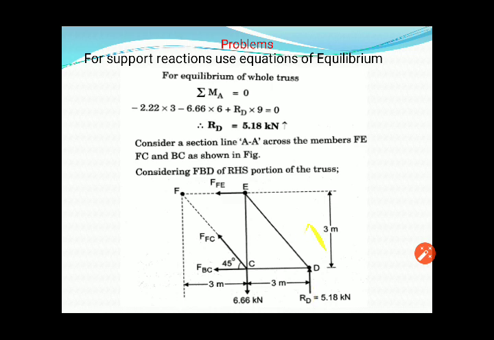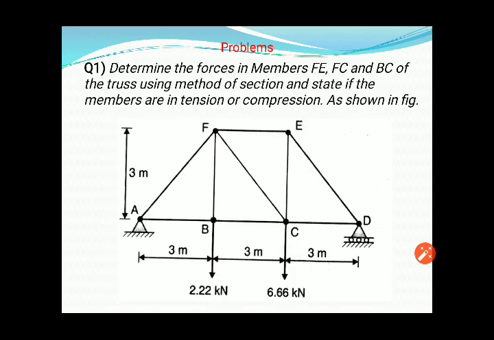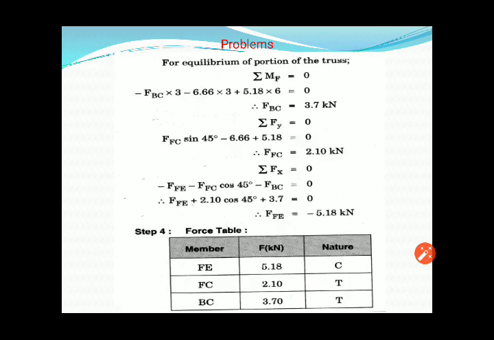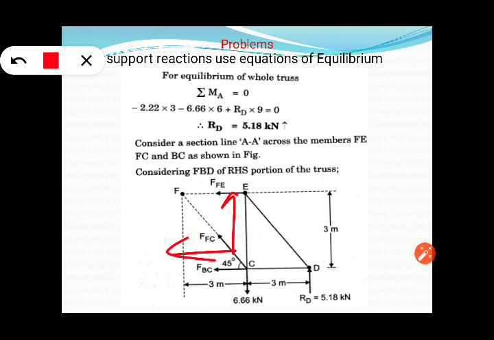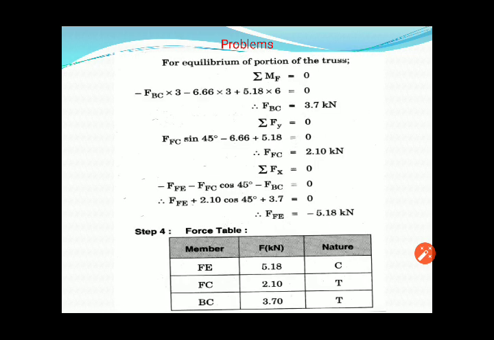So which are the vertical forces? See, 6.67 vertically downward, 5.18 vertically upward. If you resolve this force into components, one is like this and one is like this. So the vertical force is FC sin 45 minus 6.66 plus 5.18. Is there another force? No. So you can look here, summation Fy. So here we get the value of FC.